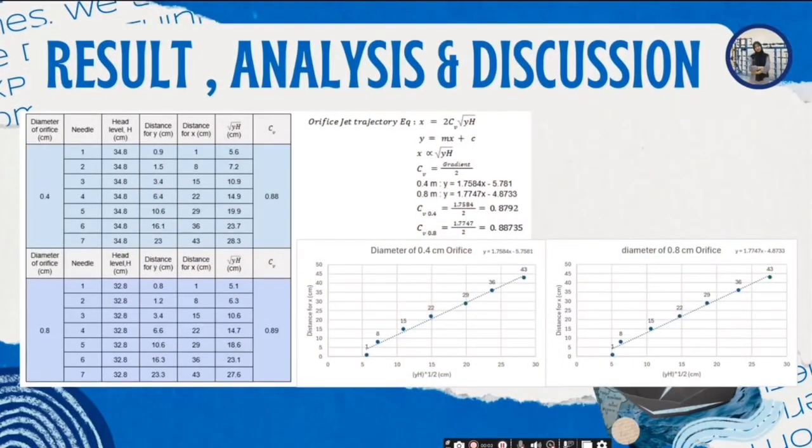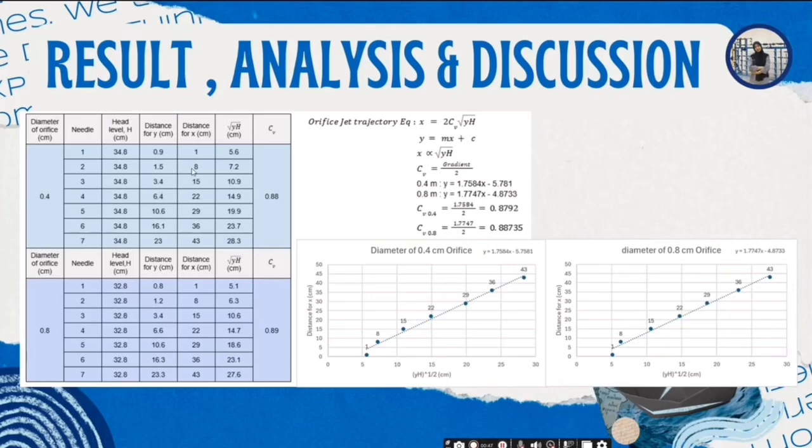Hello, my name is Natasha Nabila binti Muhammad Mubarak, and I'm going to discuss the result analysis and also the discussion part for this laboratory. So here's the table that we're supposed to fill in. First, we have the diameter of the orifice. The first one is 0.4 cm and the second one is 0.8 cm. So we have to take head level measurements, the distance for y and also the distance for x.